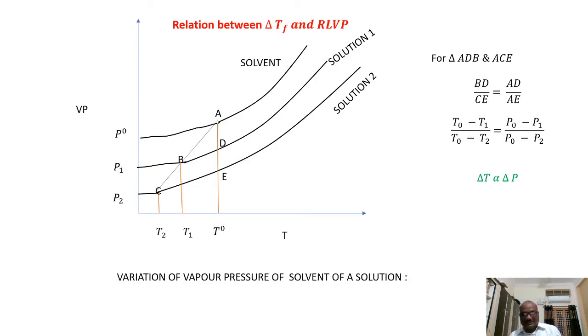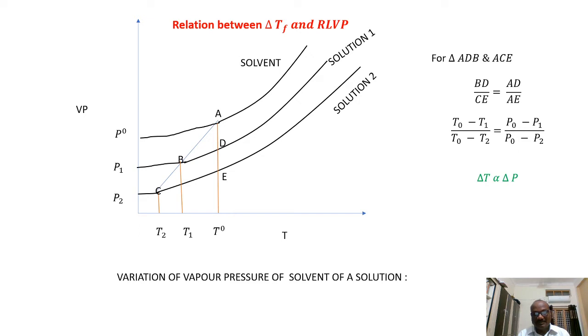In this lesson, we discuss the relation between delta TF and RLVP, problems on delta TF and RLVP, the meaning of a normal molecular mass or molar mass, and some problems. Let me discuss the relation between delta TF and RLVP.